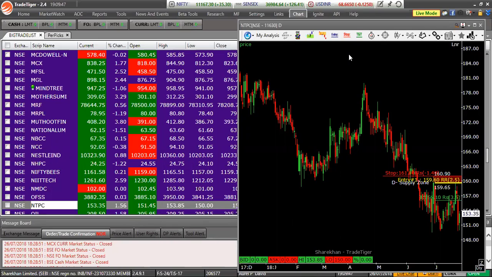When we talk about positional trading, we're talking about positions which we're going to hold for a couple of months, a little longer period of time, as against intraday, which is the same day, and swing trading, which is a couple of days and goes up to a week. But positional trading would be holding a position over a couple of months.